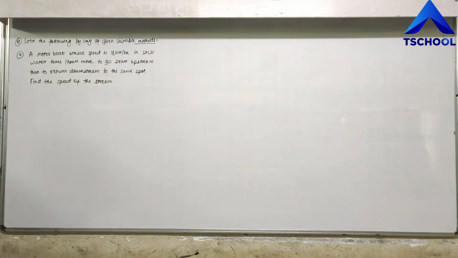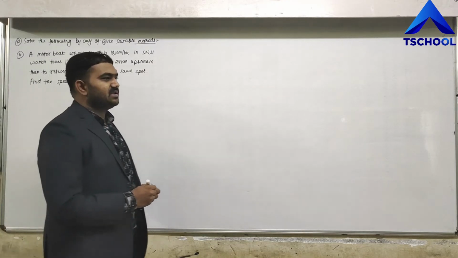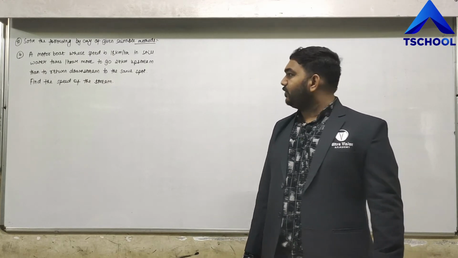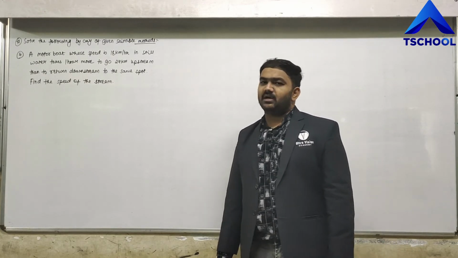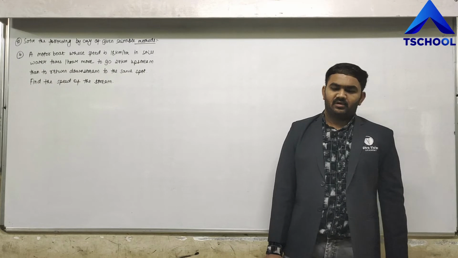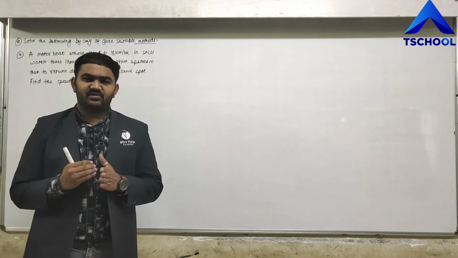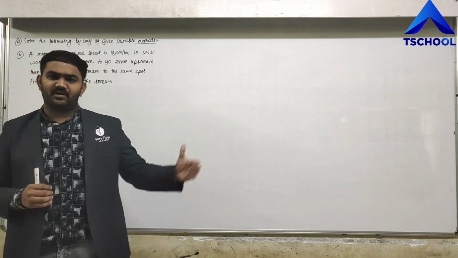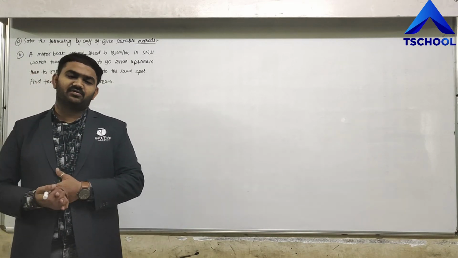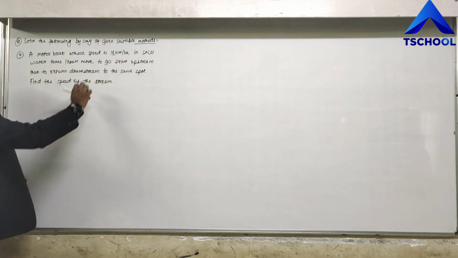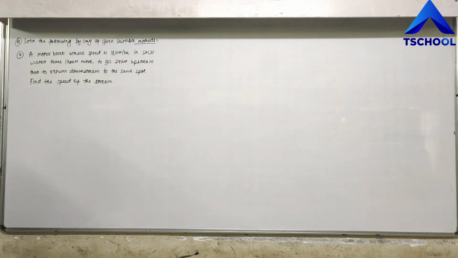See friends, given a motorboat whose speed is 18 km per hour in still water takes 1 hour more to go 24 km upstream than to return downstream to the same spot. Right, see the distance is same, that means it is going 24 km upstream and coming back the same distance downstream to the same spot, right? And the speed of the boat is fixed, it is 18 km per hour. We need to find out the speed of the stream.